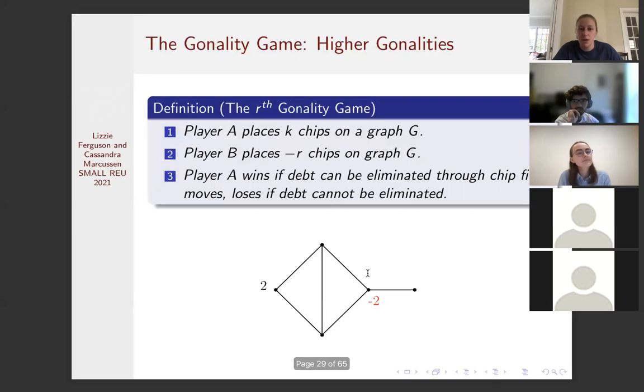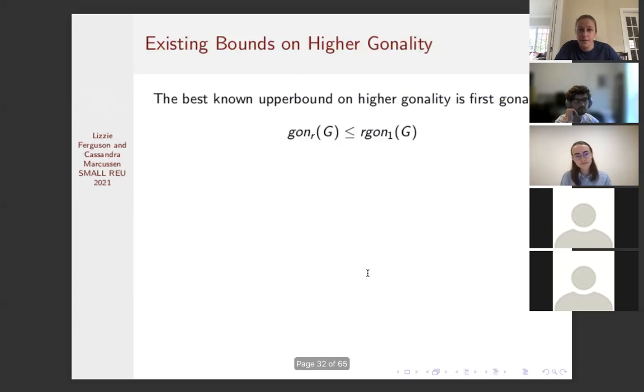So for example, player B could put -2 chips there, or they could distribute them along some other vertices, or they could even put 1 somewhere else and then 1 on top of a chip that player A has already placed. And for upper bounds on higher gonalities, the only one we really know is trivial, and it's based on first gonality. So if you take the winning divisor for first gonality and put it on the graph R times, you can play the first gonality game R times to eliminate R units of debt.